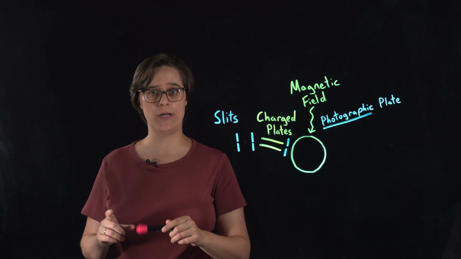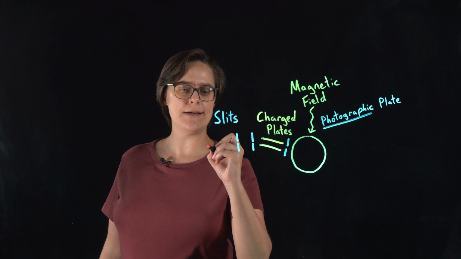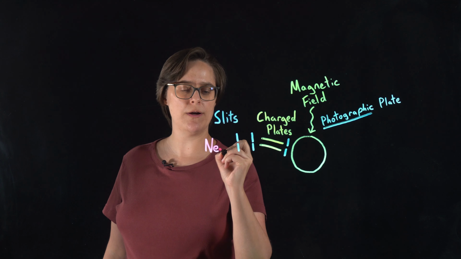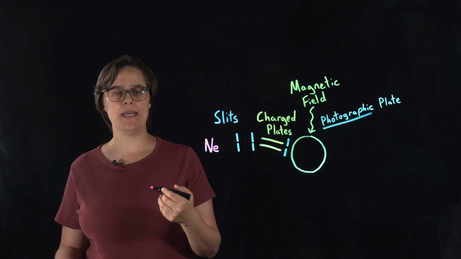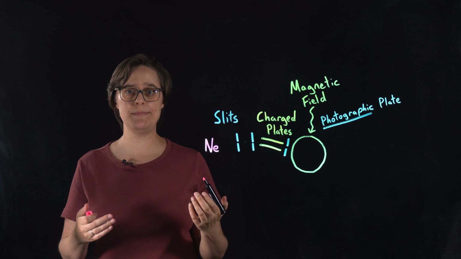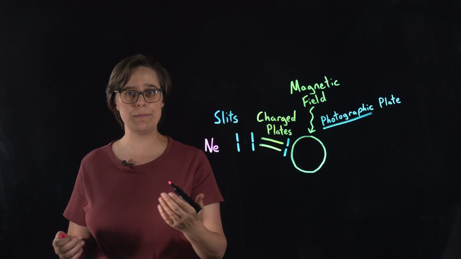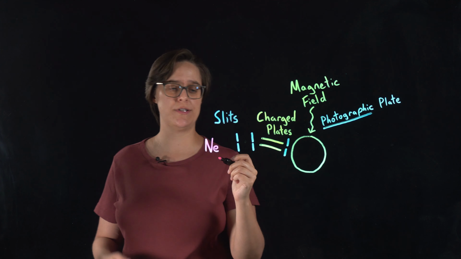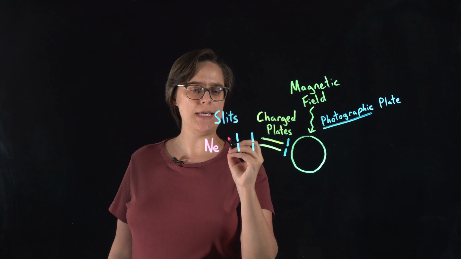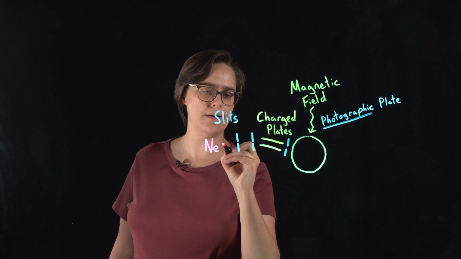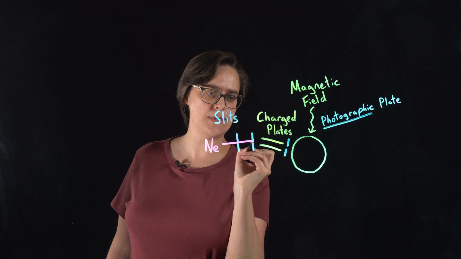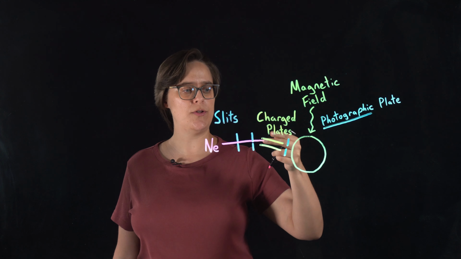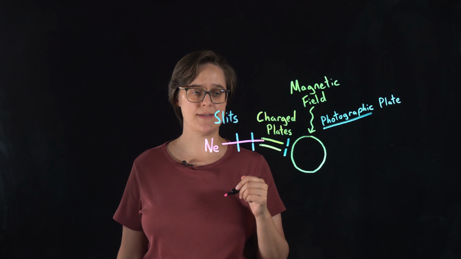Here is how their experiment worked. Neon atoms were bombarded, likely with electrons, in order to ionize them. This means that electrons were stripped off of the neon, turning them into positively charged ions. The beam of neon ions was passed through a slit and into electrically charged plates.